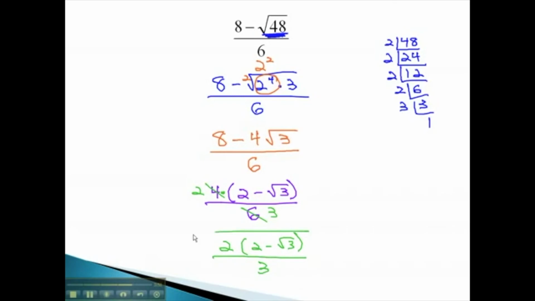This will work as our final solution. However, if you wish, you can distribute the 2 through to get 4 minus 2 root 3 over 3, and this answer will work as well.